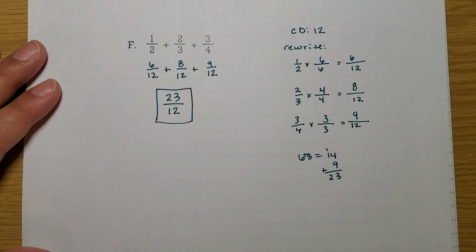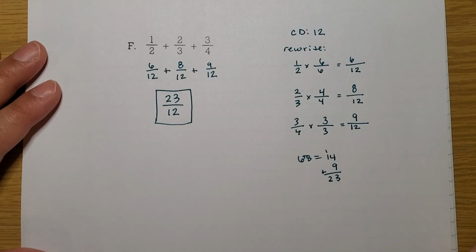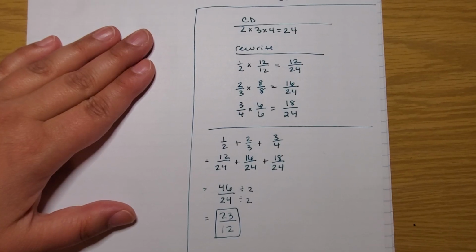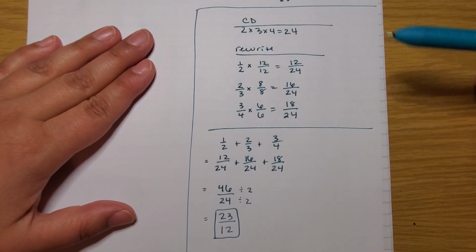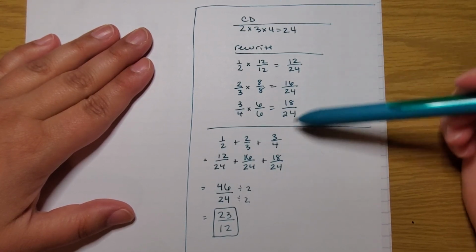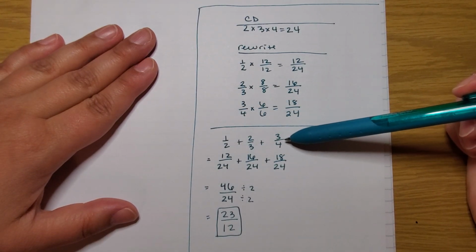Okay, so what I'm going to do now is rewrite this problem as if I had used the common denominator of 24. I'm not going to work through it step by step, but I'll show you my work and explain it so you can see what that would look like if that's a method you would prefer. Okay, so here's my work when I use 24 as the common denominator. So I rewrote my problem down here. So we had 1/2 plus 2/3 plus 3/4.